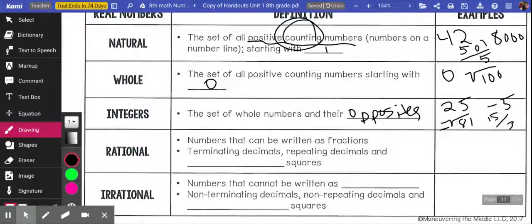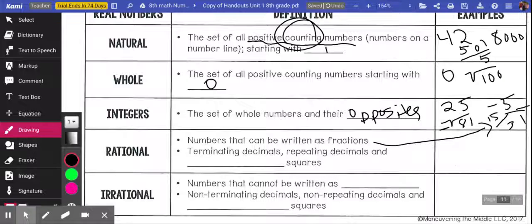And then if they're an integer, then they're automatically rational. Rational is numbers that can be written as a fraction. So for example, this one, 15/3, when you figure it out, that's 5, but it can be written as a fraction. -5 can be written as a fraction. You just put a 1 under it.